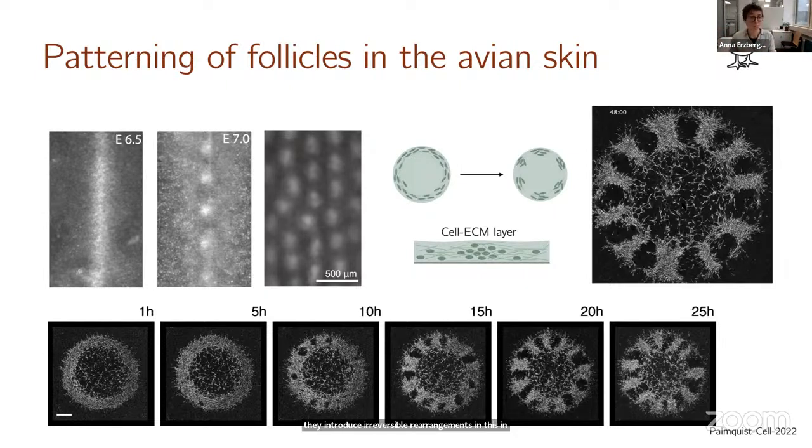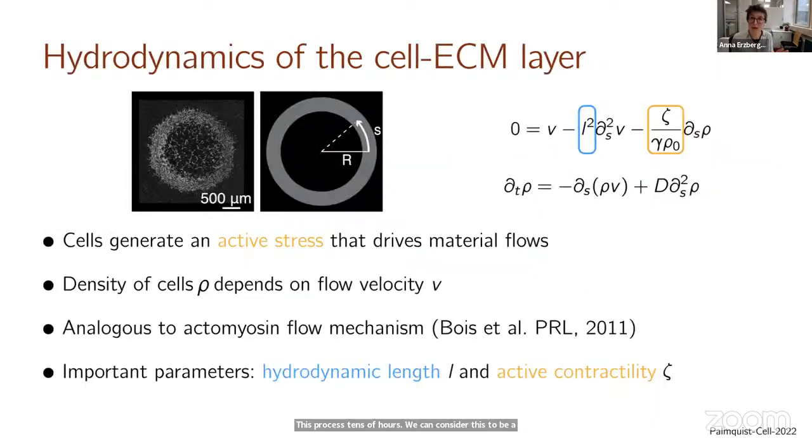And so we can view this as an active contractile viscoelastic material. And on the time scale of patterning that is relevant for understanding this process, tens of hours, we can consider this to be a viscous system. And then we can write down very simple active hydrodynamic equations for this one-dimensional system. The first equation here is, again, basically a statement of momentum conservation, force balance. So this is the equation for the velocity. We have friction with the substrate and viscosities, which gives us the hydrodynamic length that governs the range of flows.